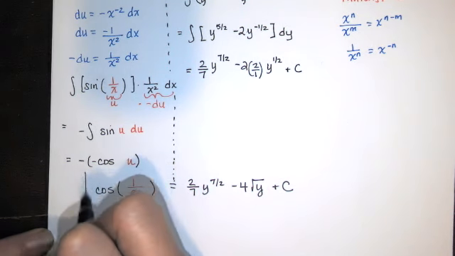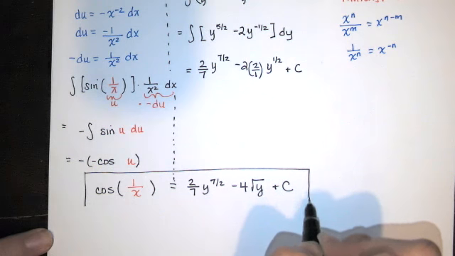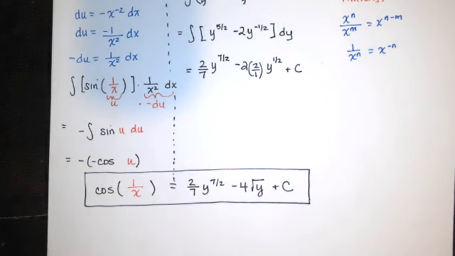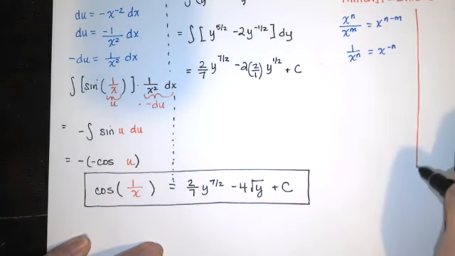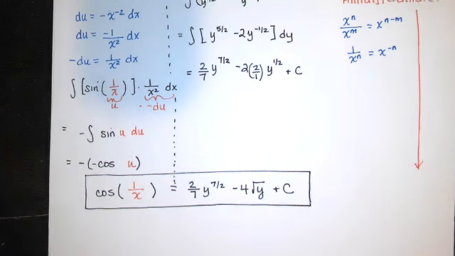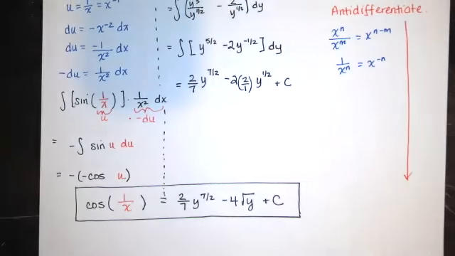And we were asked to find an implicit family of solutions, so we don't have to try to get y by itself. So that means we're done. We just needed to do a little bit of algebra, a u-sub on one side, and a little bit of algebra and the power rule on the other side.